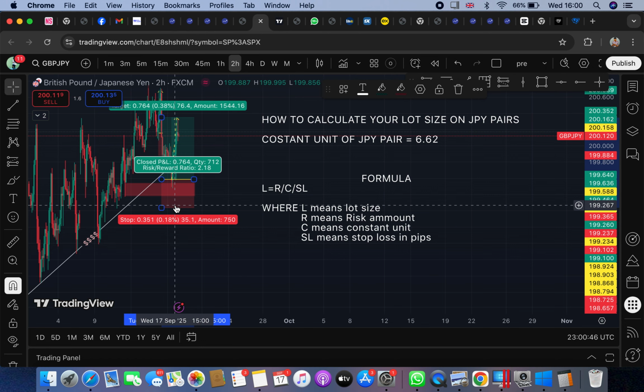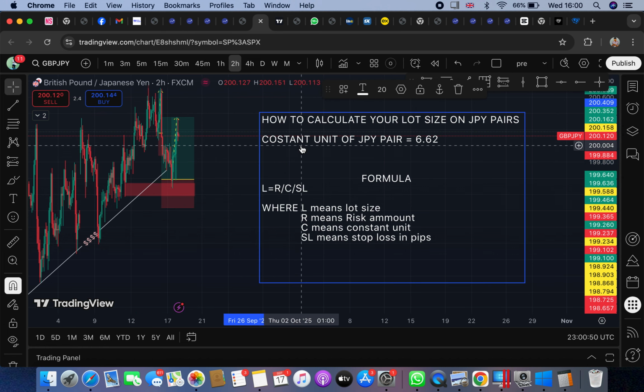So now I'm going to show you a step-by-step guide on how to calculate your lot size. This is the formula to calculate lot size on JPY pairs. The constant unit for JPY pairs, 6.62, is a constant across all JPY pairs, whether GBP JPY, USD JPY, AUD JPY, NZD JPY, any JPY pair at all.